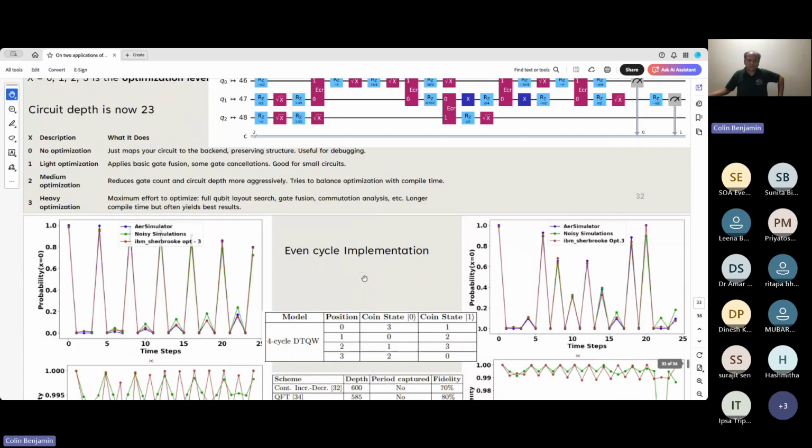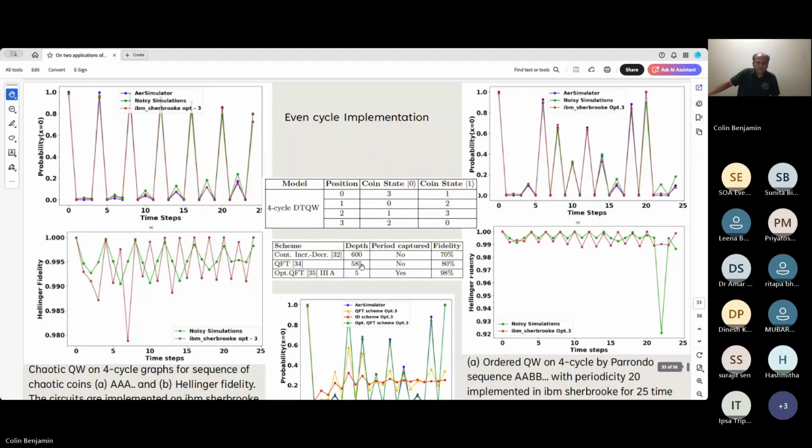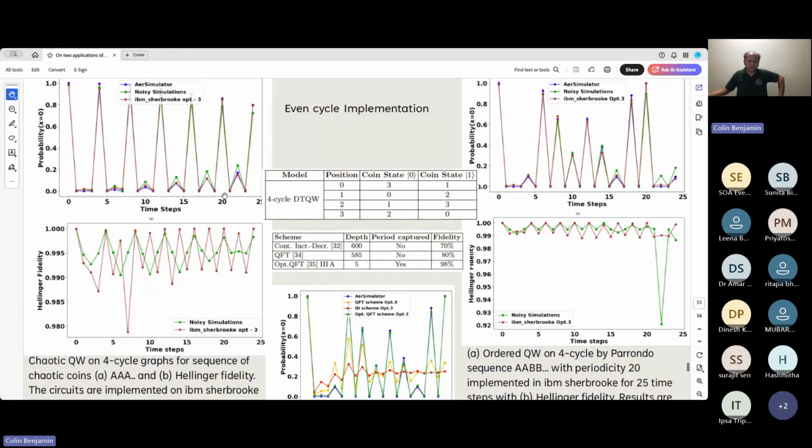So here we have results for even cycle optimization, and you can see the probability from our AR simulator. Here, the green lines are for noisy, so you arbitrarily add noise to your QFT-based code, and then you run it on IBM Sherbrooke, which is the NISQ quantum device, with the optimization level of 3. And you can see the probability distribution is fairly perfect with very small errors.